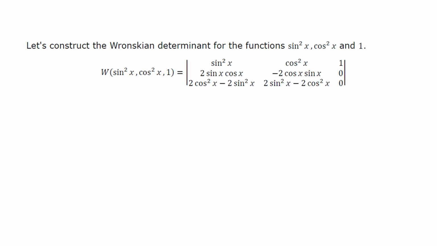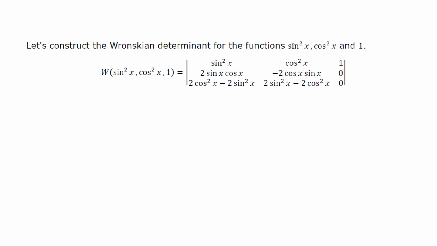So when we set up our determinant in our first row, we're going to have all of our 3 functions, so sine squared x, cosine squared x, and 1. We are wanting to create a square matrix, so we're going to continue taking the derivatives until we have a 3 by 3 square matrix.